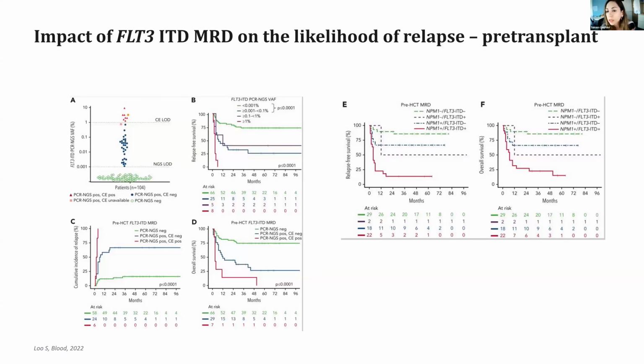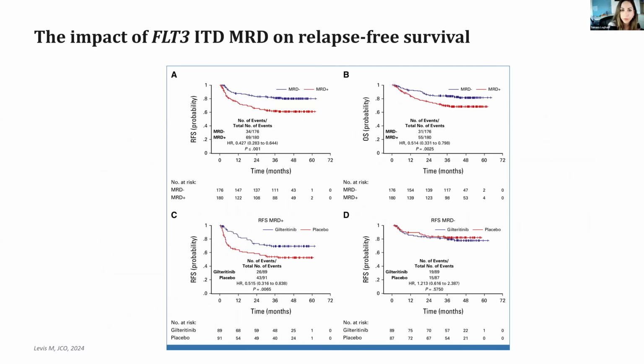And then this is particularly important in the pre-transplant setting. And here we're looking at specifically NPM1 and FLT3 mutated patients. So patients that clear both mutations pre-transplant have outcomes that are highly superior to patients that don't clear either of the mutations. And then if you have one residual mutation, you're kind of there in between, right? And I think all of this makes a lot of sense and is very intuitive.